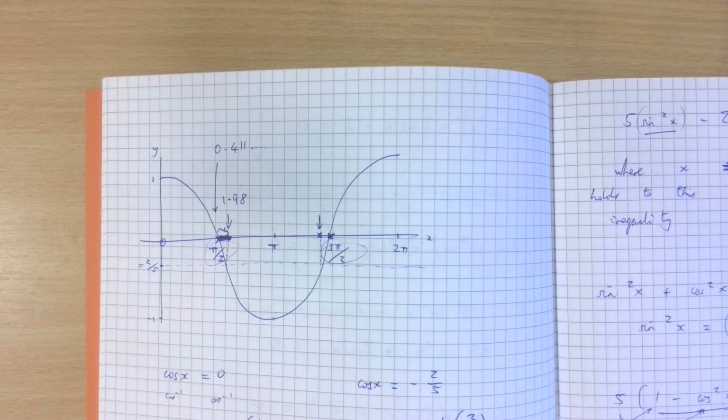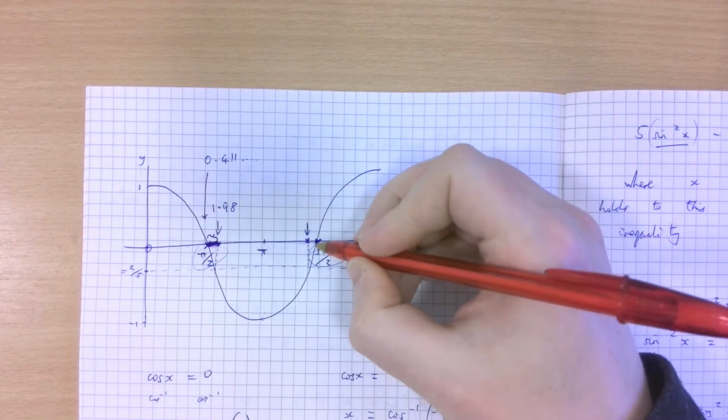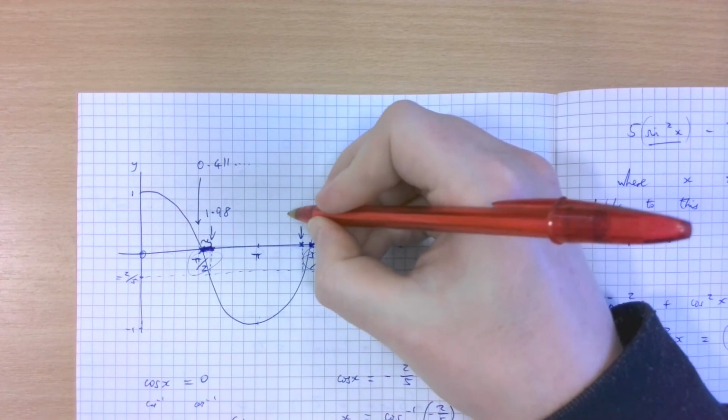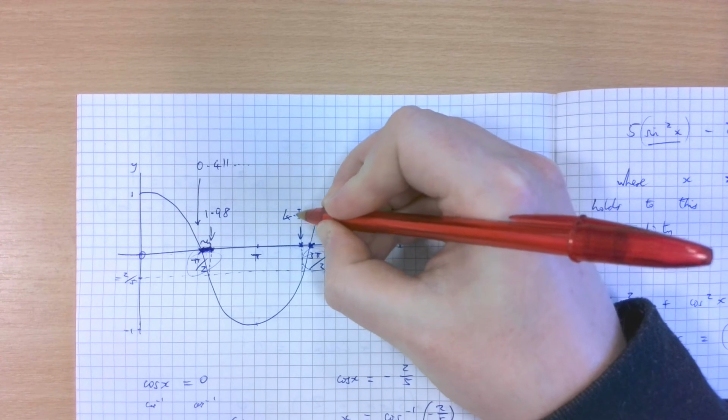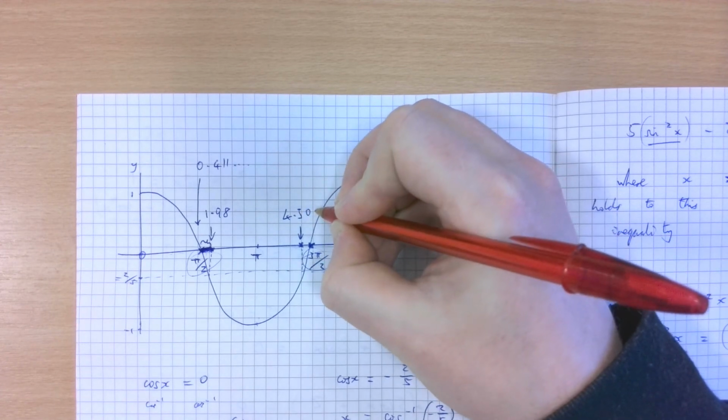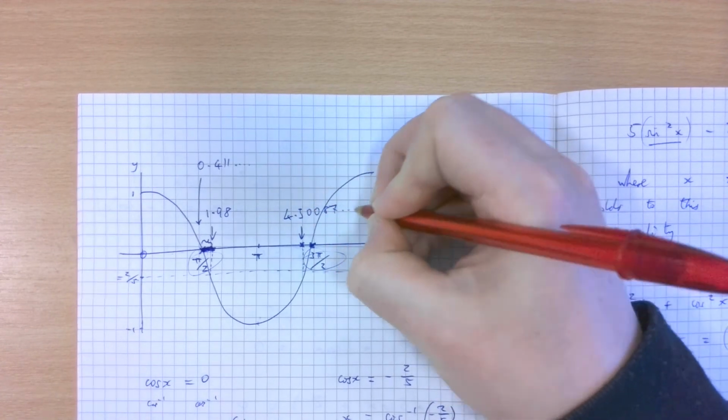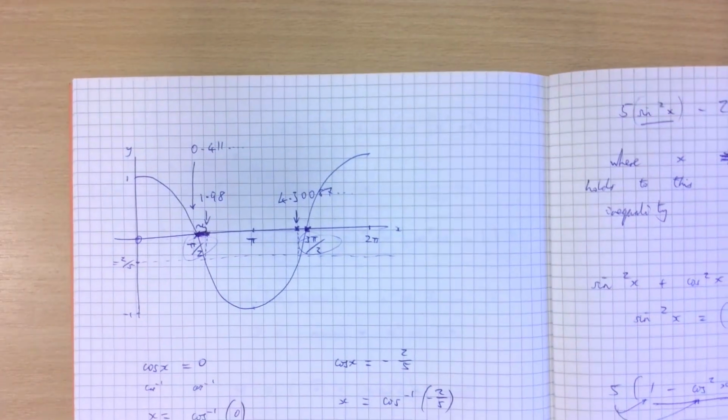If I take 3 pi over 2 on my calculator, and subtract that answer from it, I will get that other intersection point, which is 4.3, 0.87 and so on. So obviously 3 significant figures, 4.3 is fine.